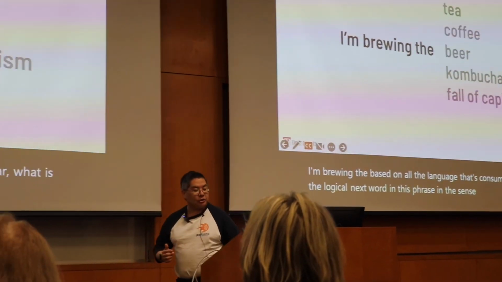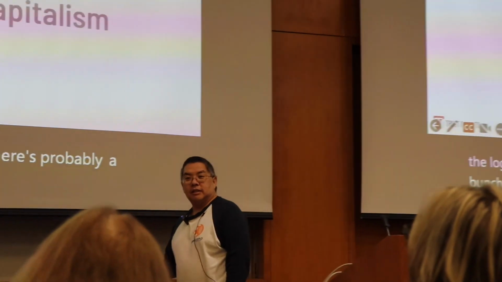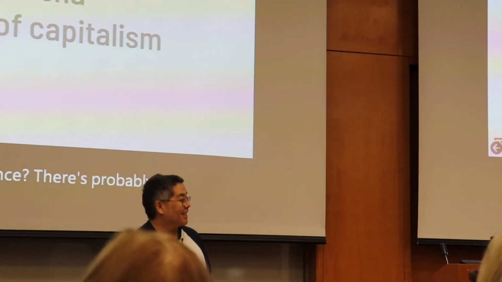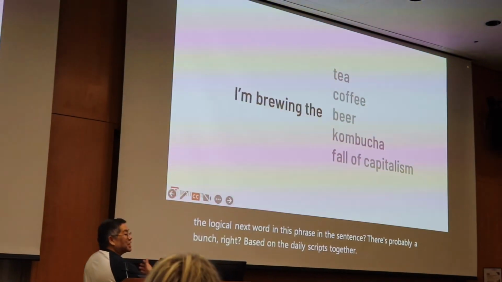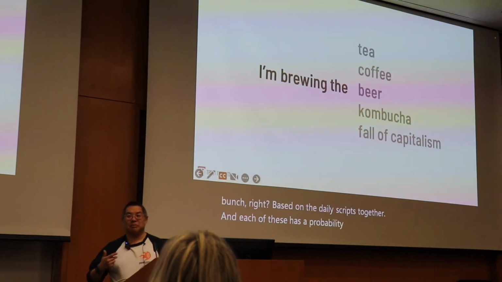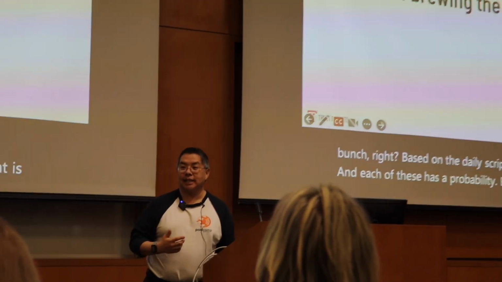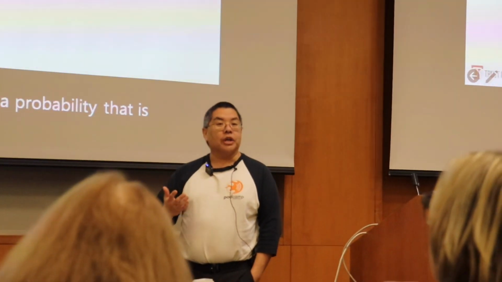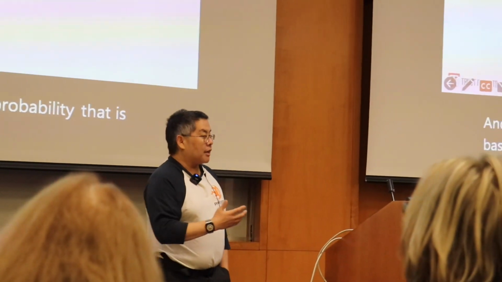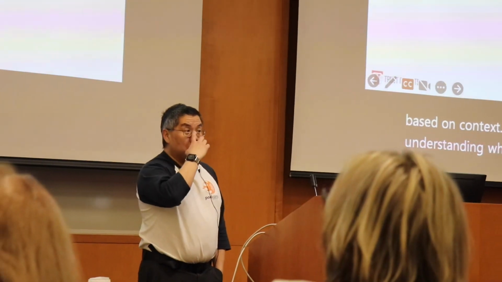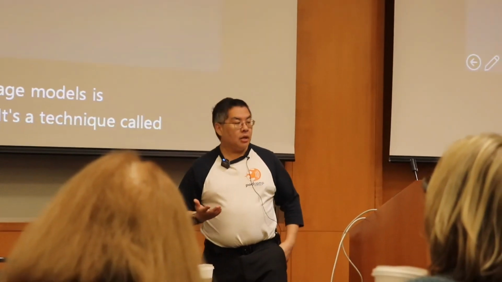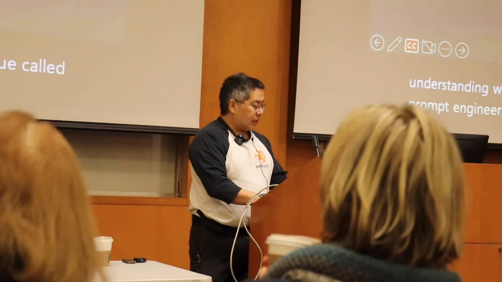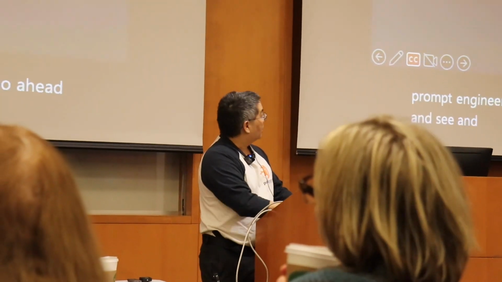Well, there's probably a bunch, right? And each of these has a probability. Each of these has a probability that is based on context. So part of working with large language models is understanding what probabilities you want to invoke. It's a technique called prompt engineering. When you're working in these systems, let's go ahead and just pull one up here.